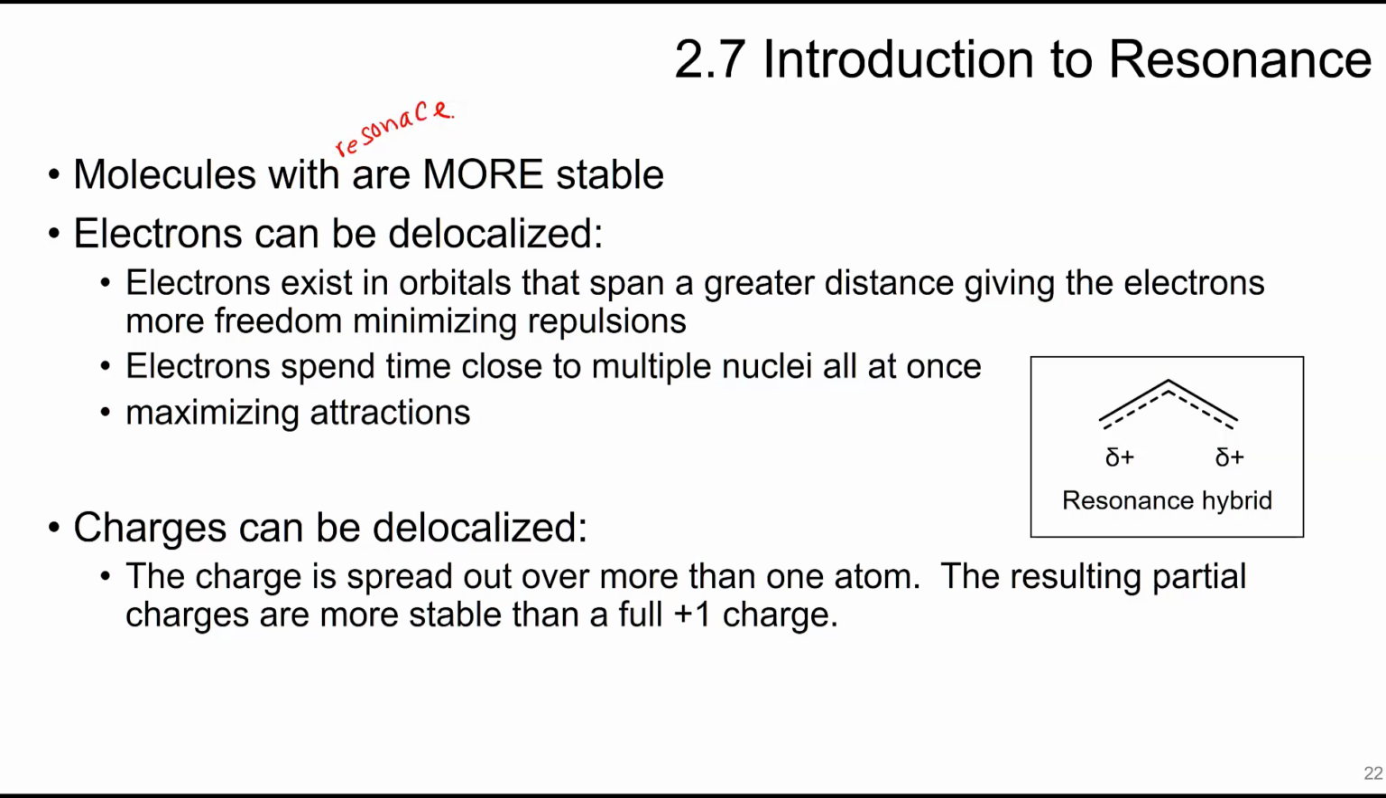That way the electrons can be delocalized or spread over other molecules or carbon atoms so that it can spread the charge more easily. So the electrons exist in orbitals that span a greater distance, which minimizes that repulsion for the electrons. So electrons can spend time close to multiple nuclei all at one time, and that maximizes the attraction. So again, you have this resonance hybrid where the charge is spread out over multiple atoms.